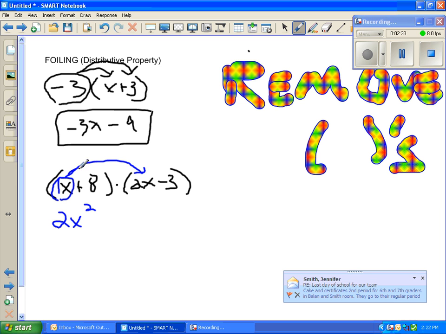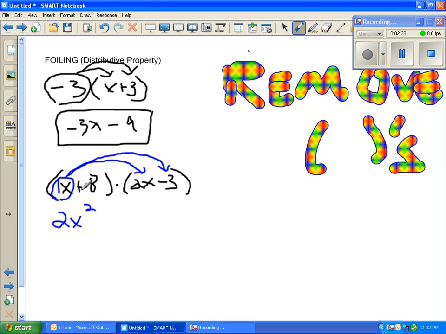Then you distribute this one out. So this is a positive 1, x times a -3. So 1 times -3 is -3, and we just have that x left over, -3x. So that's the first term.